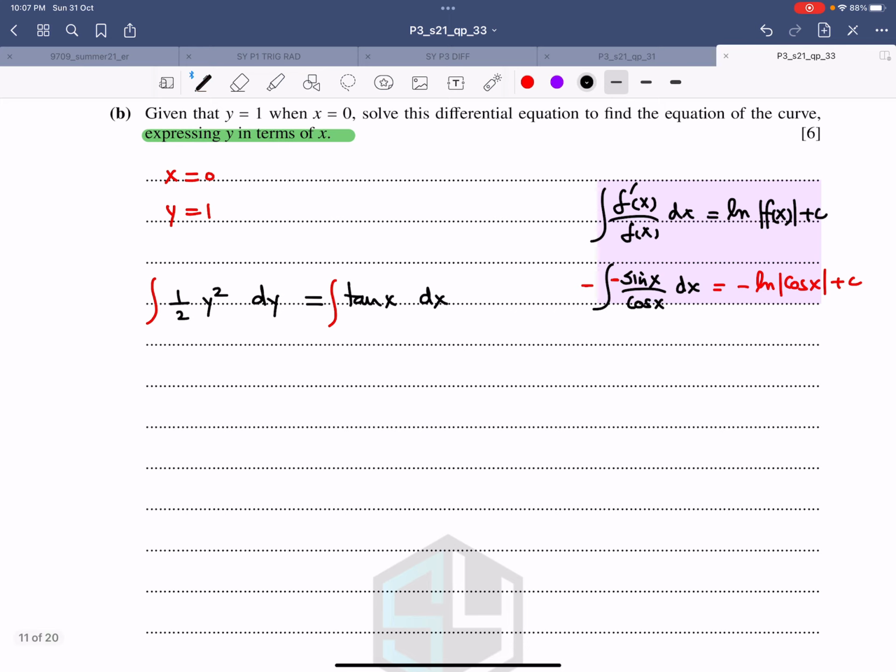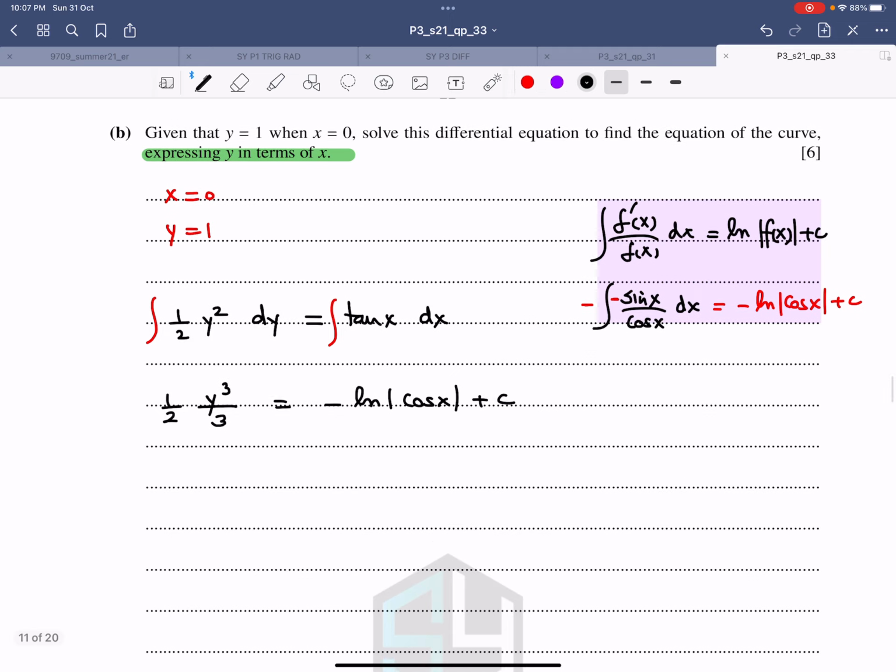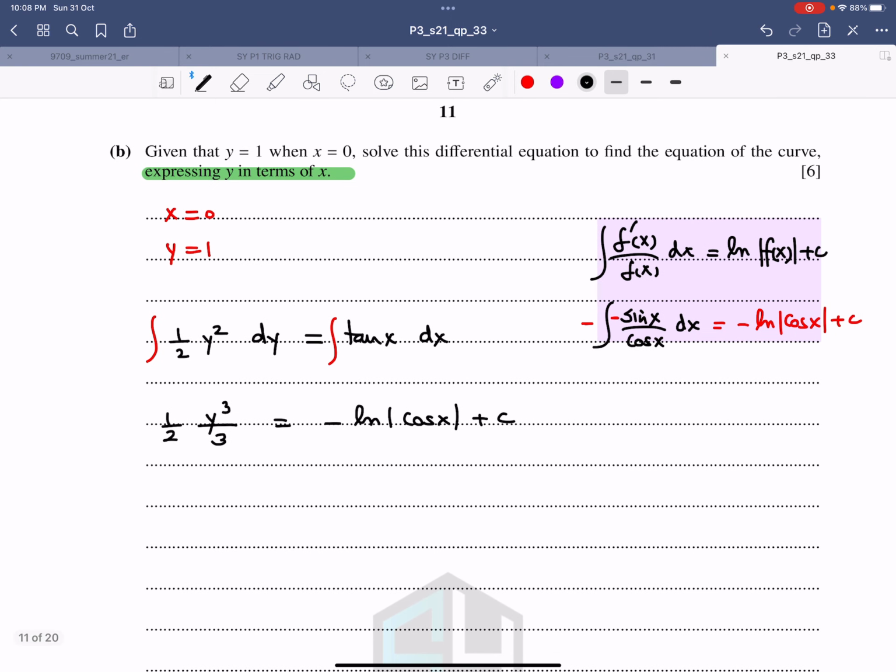So now let's integrate both sides simultaneously. So now this is half y cube over 3, that is equal to negative ln cosine x plus c. This c is the overall constant of integration, keeping both the integrals in mind. Now there are two options. Either I evaluate C at the moment, or I can make y the subject and then evaluate C. So I'll go with my gut feeling. I'll first evaluate. So when x is 0, y is 1.